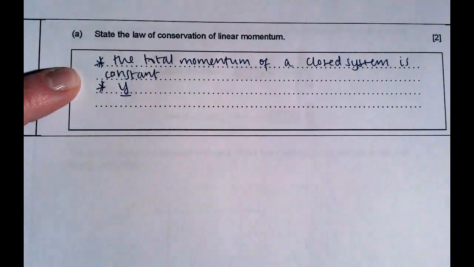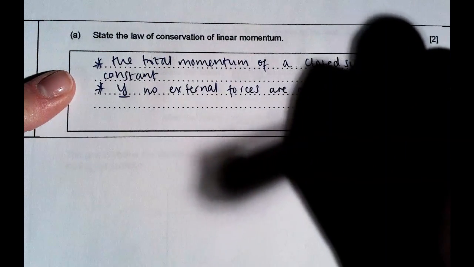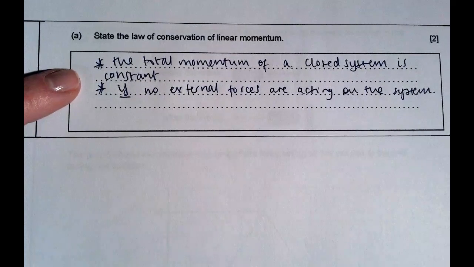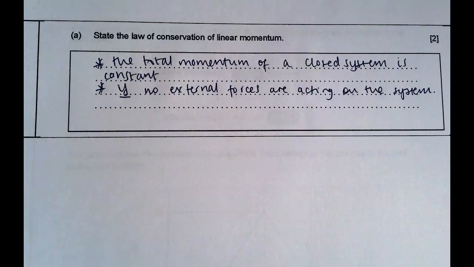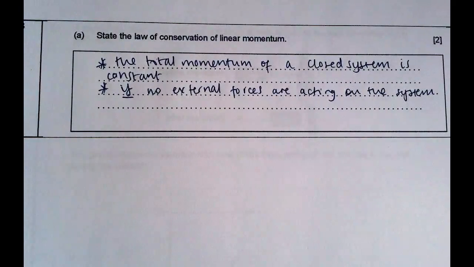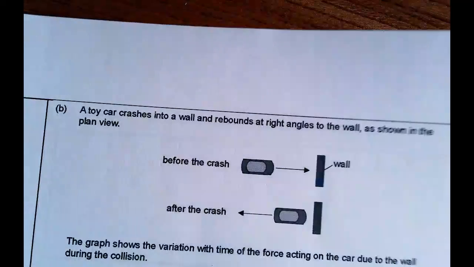If no external forces, which means forces that are not considered to be within the system itself, are acting on the system. Okay, so this is saying that it is constant, and this is saying why that will be the case if there are no external forces acting. So that's pretty straightforward to remember. But then it gets a little bit trickier because they give you a graph and you get to do some calculations. So we're nearly there.